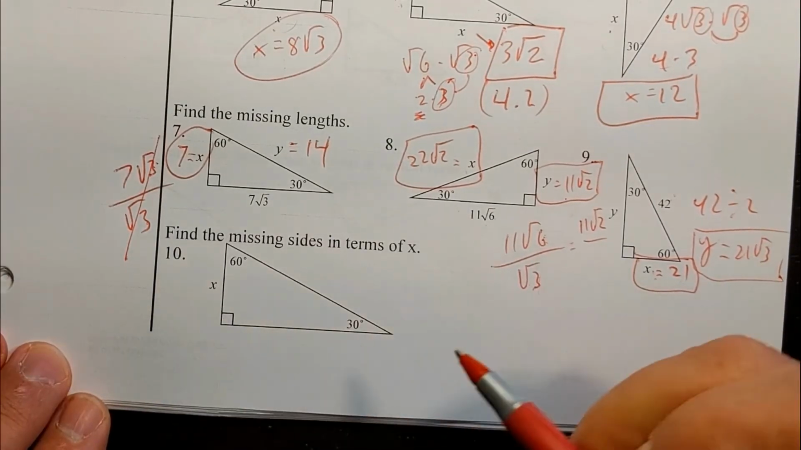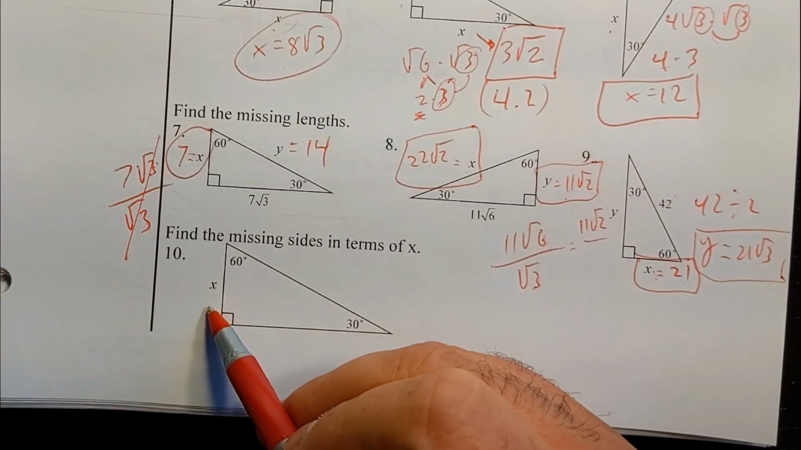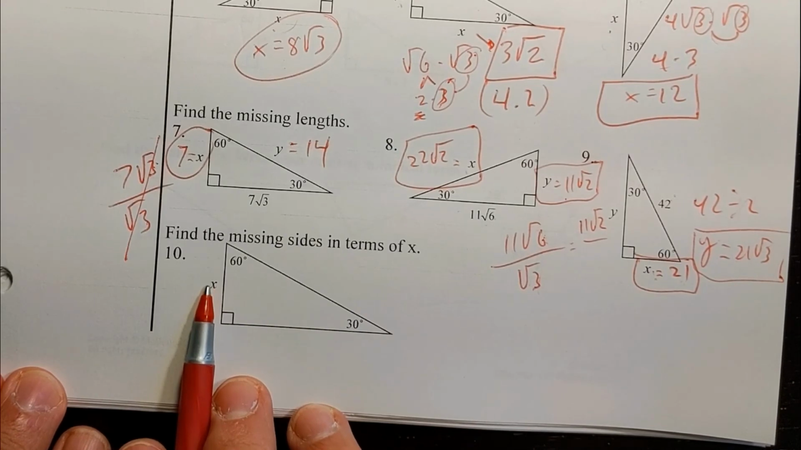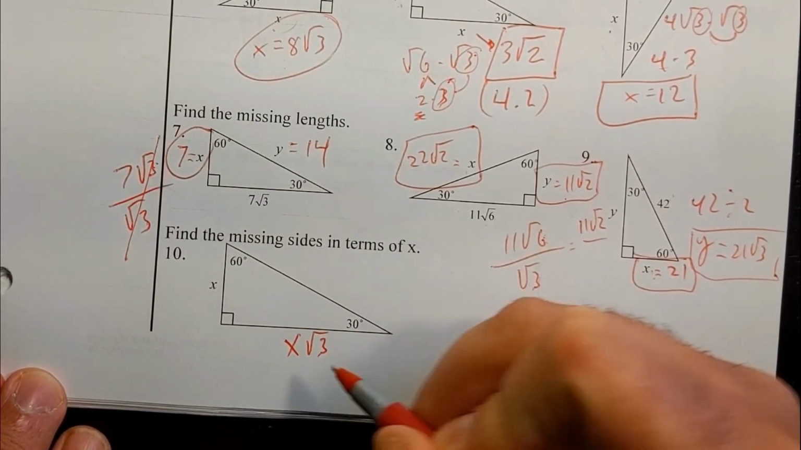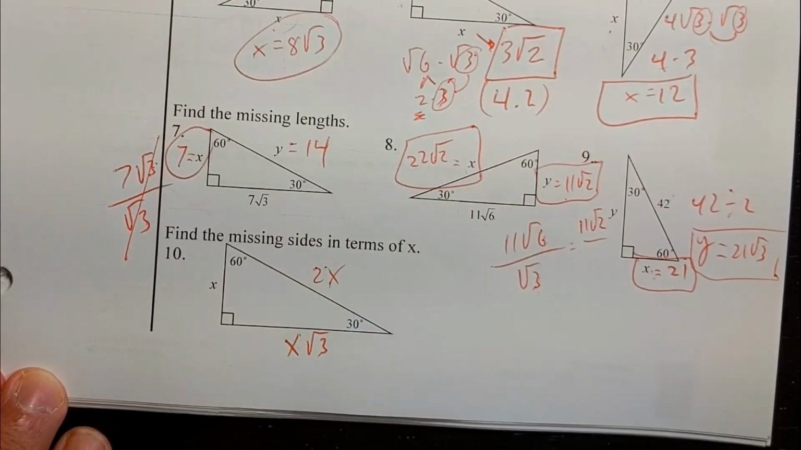Number 10 says find the missing sides in terms of x. So this is more like what we did in the very beginning of the notes, the drawing that I did. So this is the short leg. That means that the long leg would be whatever the short leg is times the square root of 3. And then the short leg times 2 would be the hypotenuse.